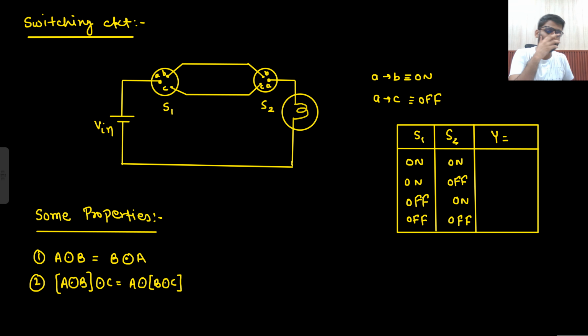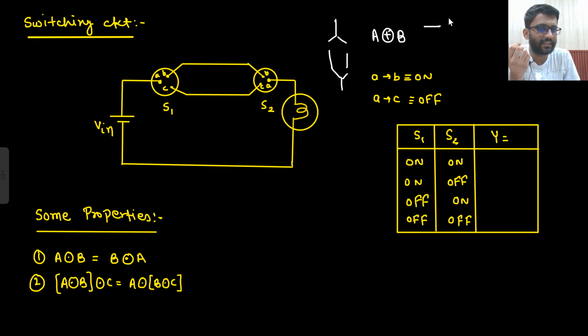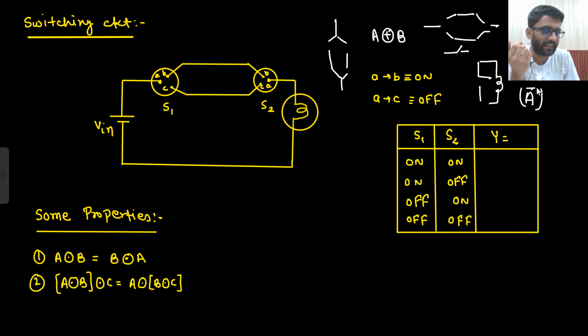Switching circuit, this you can solve on your own. This is the same kind of switch which was connected in parallel. Now it is connected in series. If it was connected in parallel like this, I was getting this answer. Now if it is connected in series, I will simply get the bar of it. Basically, if one switch connected in parallel gives A bar, then connected in series I will get bar of bar, so that would be A.